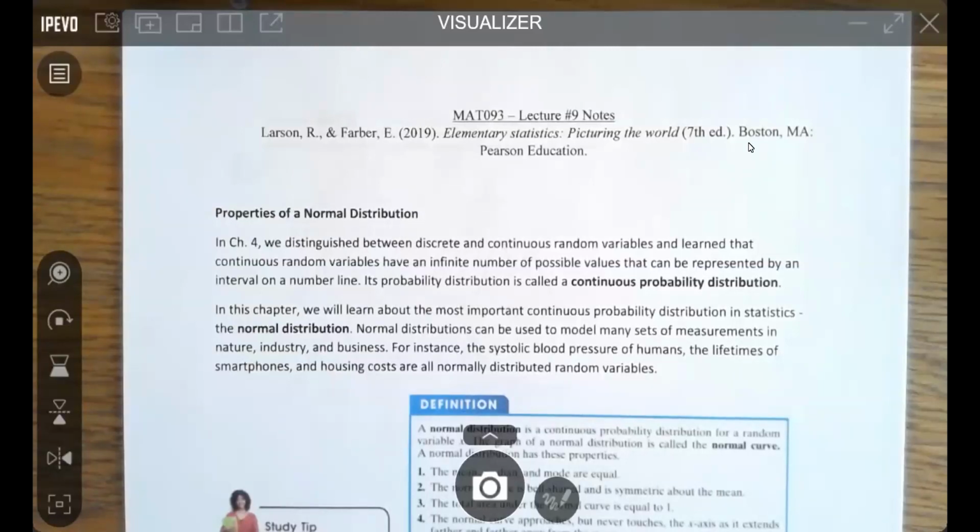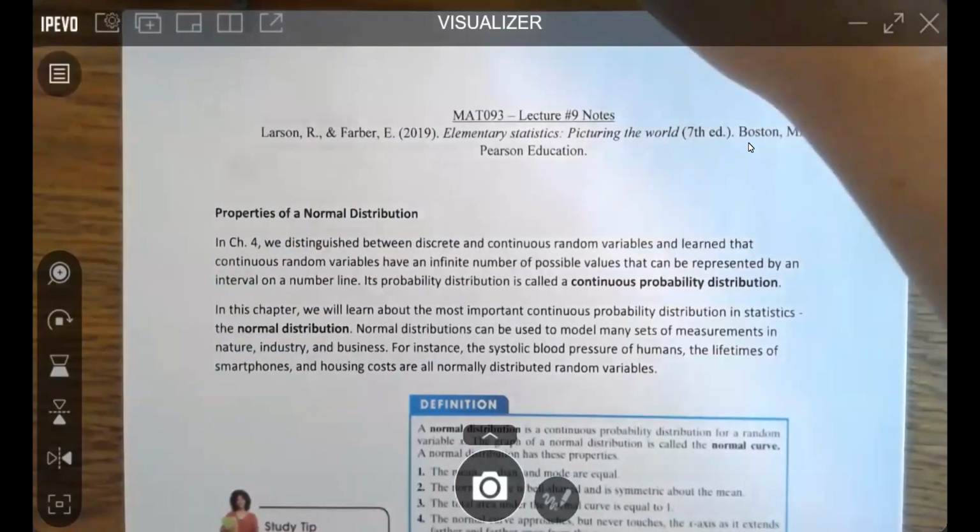In this lecture, we're going to focus on Chapter 5 and continuous curves, particularly the normal distribution. So in Chapter 4, we distinguished between discrete and continuous random variables, and we learned that continuous random variables have an infinite number of possible values that can be represented by an interval on a number line. Its probability distribution is called the continuous probability distribution. So in this chapter, we'll learn about the most important example here, which is the normal distribution.